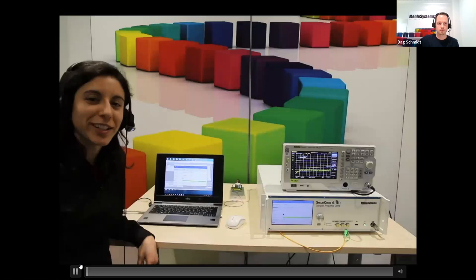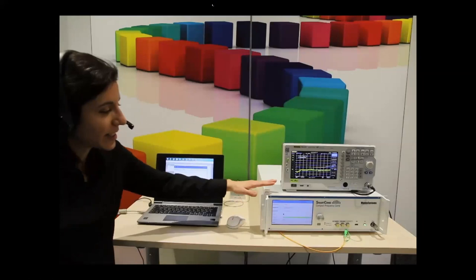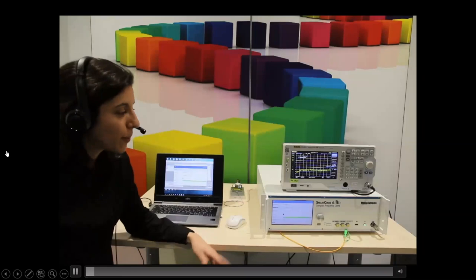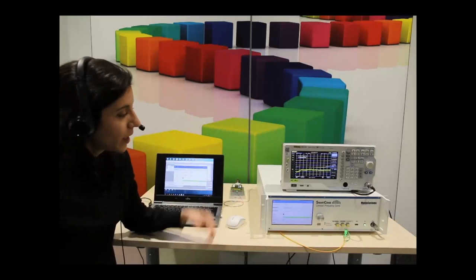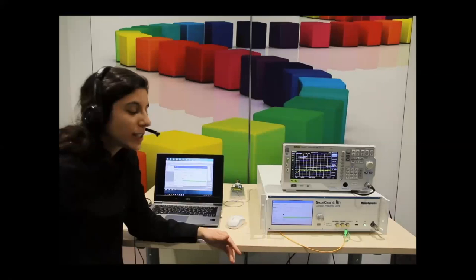Okay, so what we have here is the SmartComb, which is our most compact frequency comb, and it has everything inside. All the optics, all the control electronics, everything is inside this box that you can see here. Typically, the SmartComb comes with a beat detection unit at 1542 nanometers, but we can put another two beat detection units at the wavelength that you want.